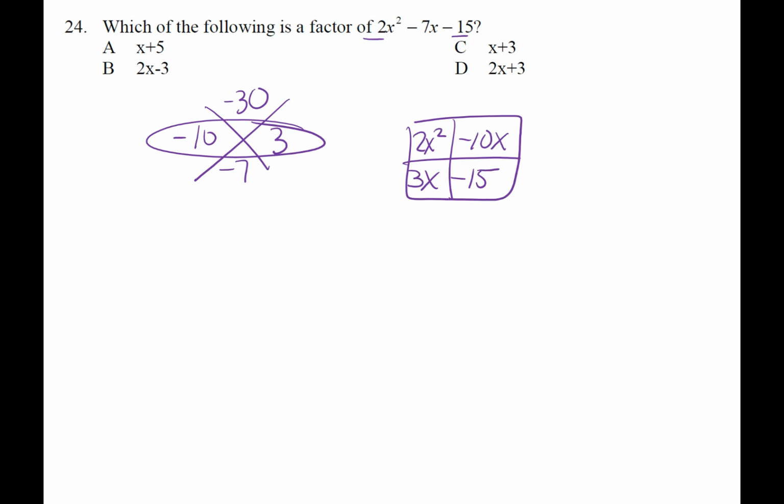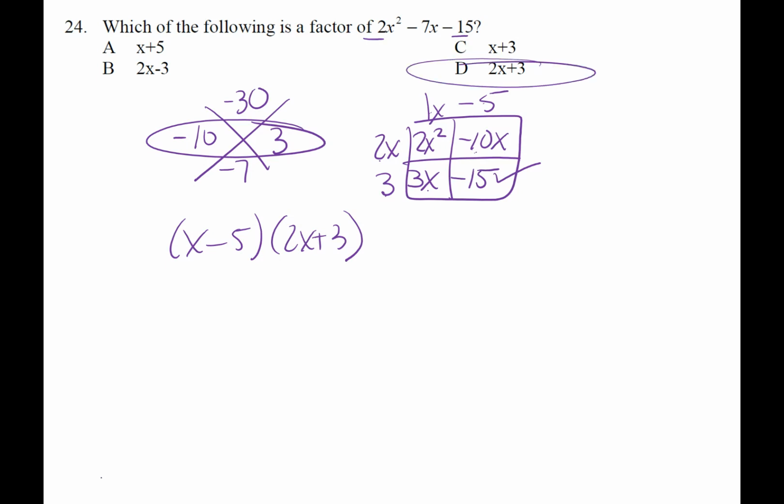So that would be 2 and 1. My 2 is going to have to go on the left because it divides the 10x and does not divide the 3x. How many times does 2x divide negative 10x? It's negative 5. And how many times does 1x divide 3x? It's 3. And then you check it. 3 times negative 5 is negative 15. So we have x minus 5 times 2x plus 3. And it looks like the only one that is there is the 2x plus 3.